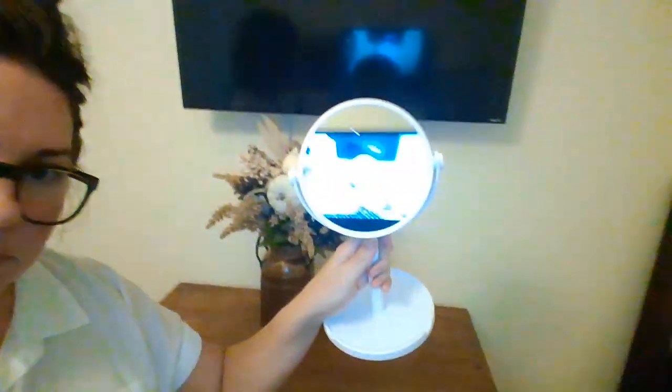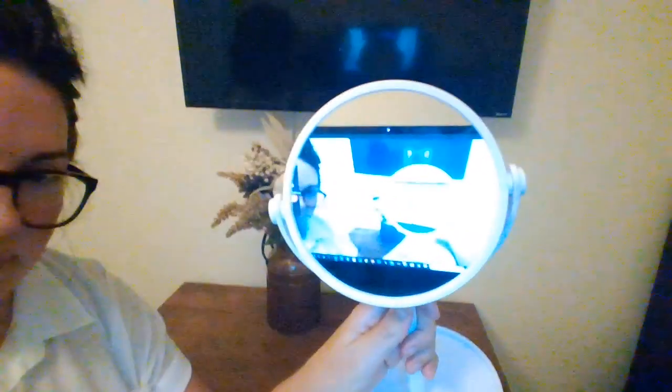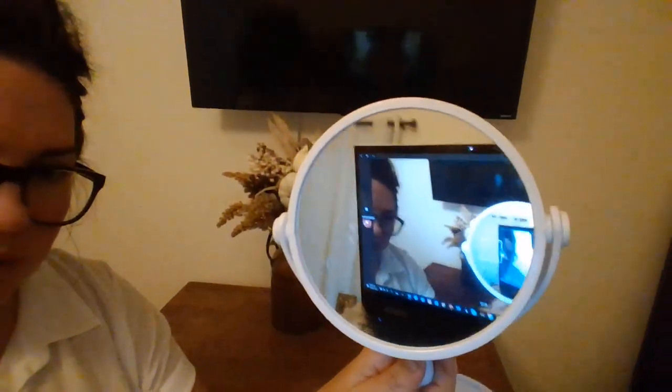Nightstand, some flowers. Here's a mirror indicating that I don't have any outside assistance, nothing taped to my computer, no notes. Here's a mirror, floor to ceiling. The floor, and this is a clock and two family pictures.